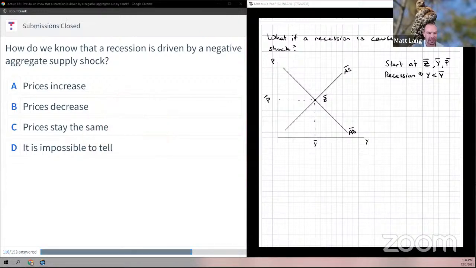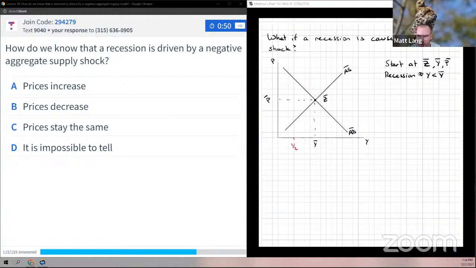So for the sake of time, I'll open this back up. What we can do is say, all right, we're down here, I'll put this in a different color, at Y2. We're down here at Y2 because we're in a recession, so that means that Y2 is less than Y bar. That's our final outcome. But if aggregate supply is what's caused this, that means that aggregate supply shifted, and it had to shift left. It can't shift right, because if it shifts right, we're going to be at a higher level of Y. So AS shifted left.